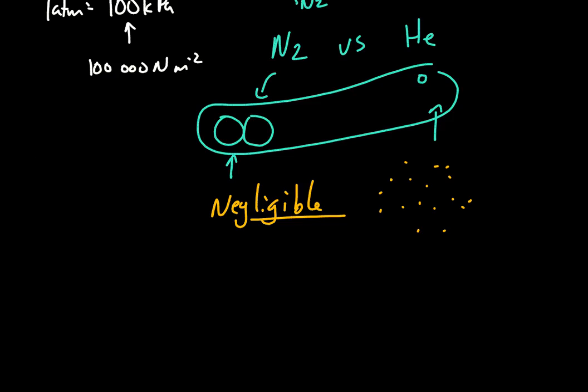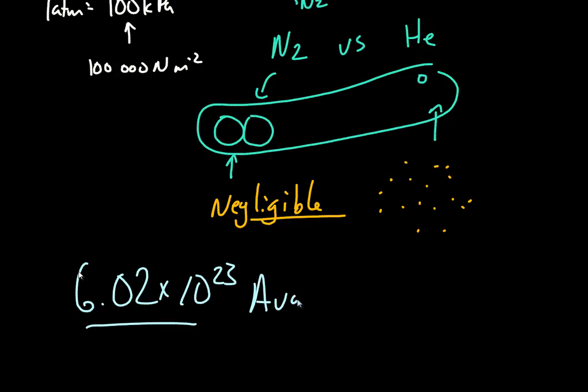So this number, this 6.02 times 10 to the 23 number, is called Avogadro's number, because I believe he was the guy who originally hypothesized this concept, and it turned out that this value, Avogadro's number, is the number of particles in a mole of substance.